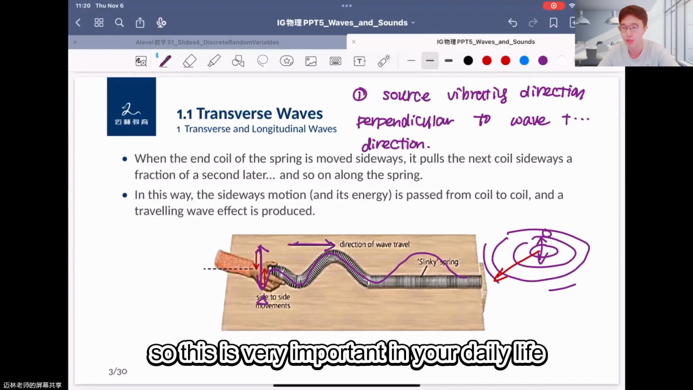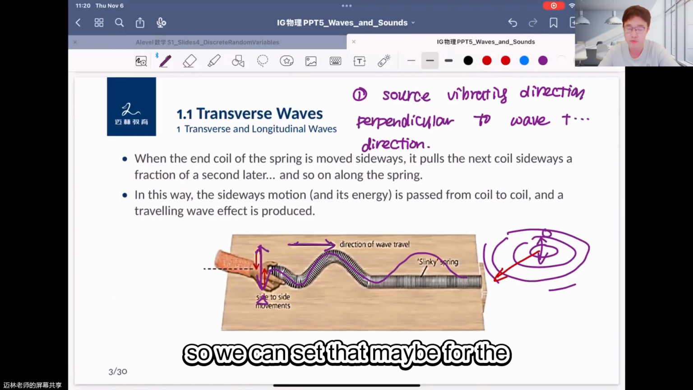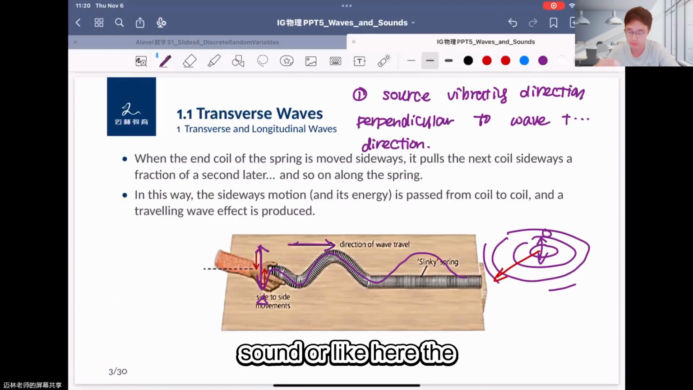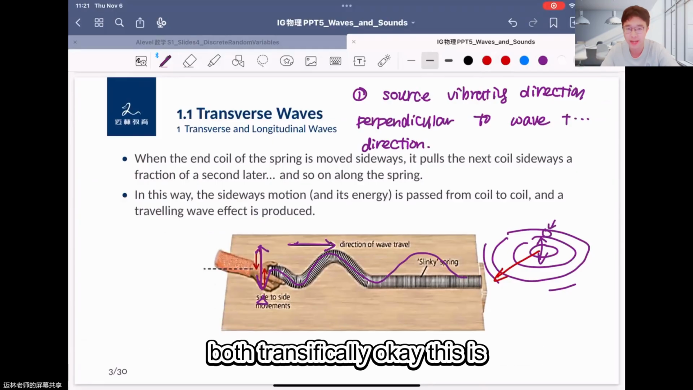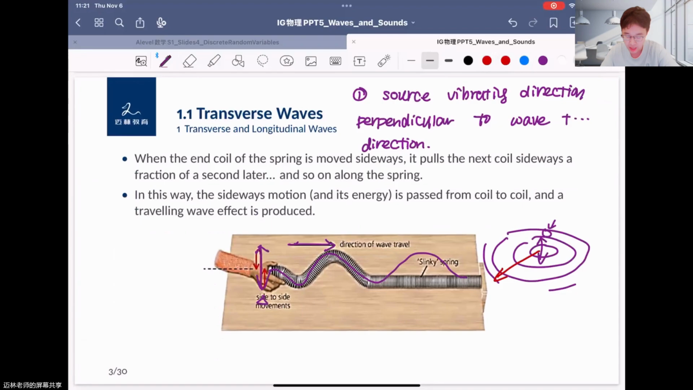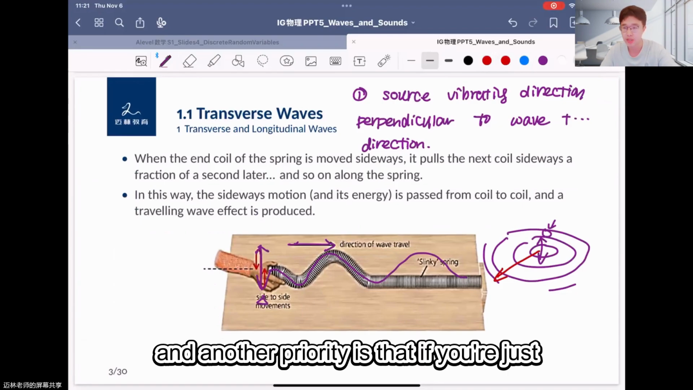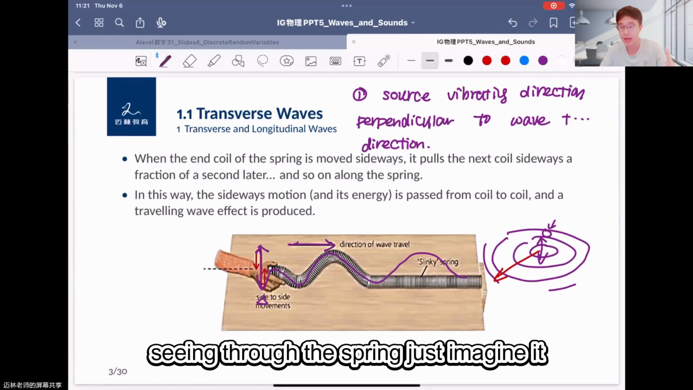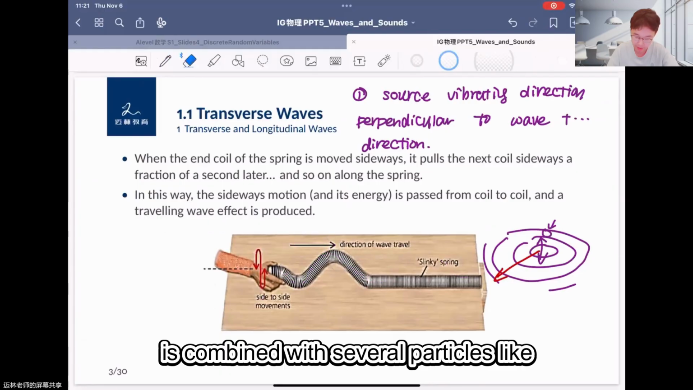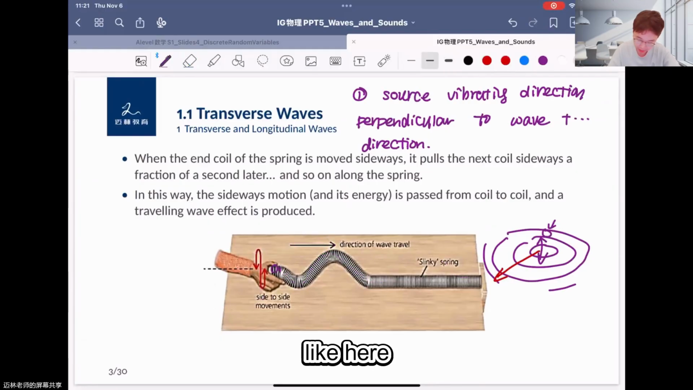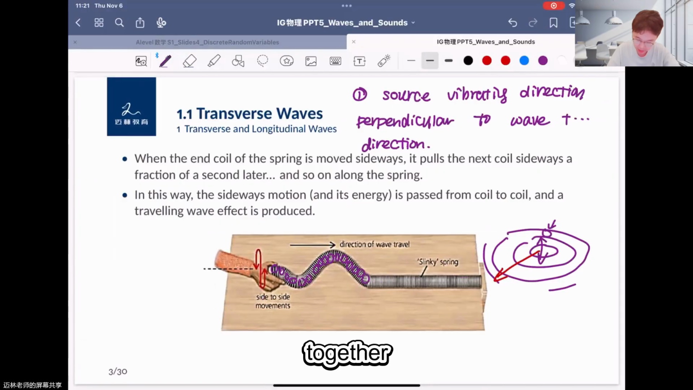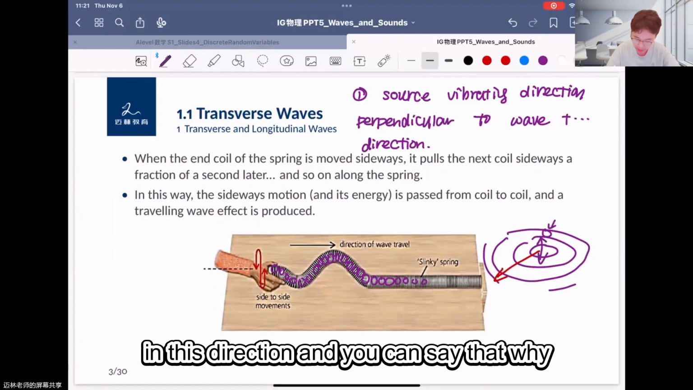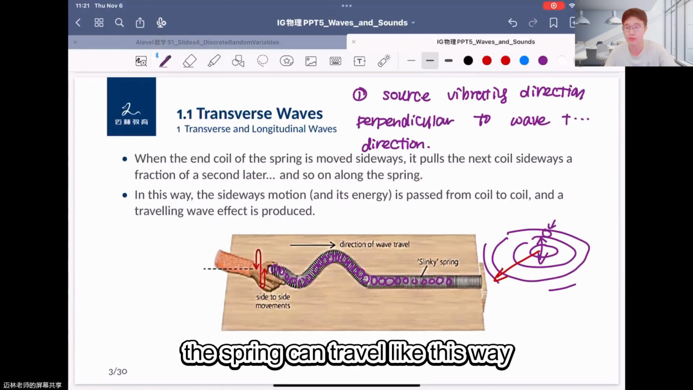So this is very important in your daily life, okay? So we can say that for the sound, or like here the stone hitting on the pond, they are both transverse waves, okay? Another property is that if you look at the spring, just imagine it is combined of several particles like this way. Like here are different purple particles connected together in this direction, and you can ask why the spring can travel this way.